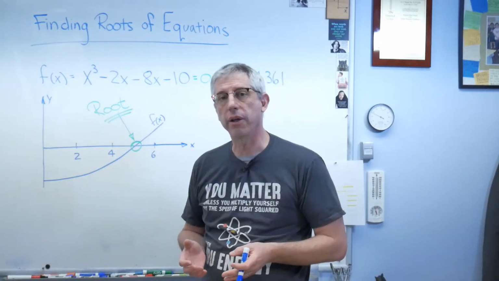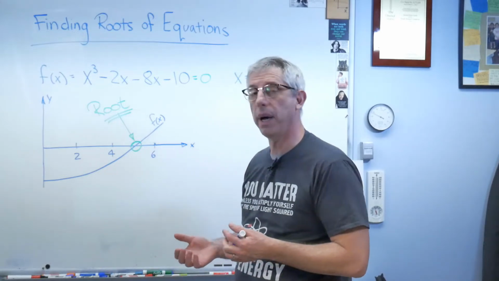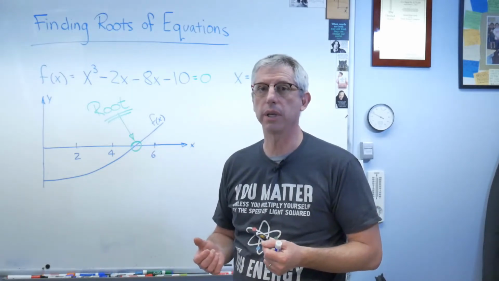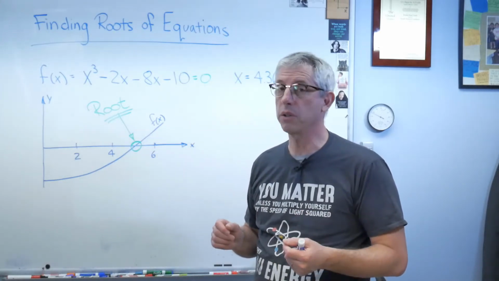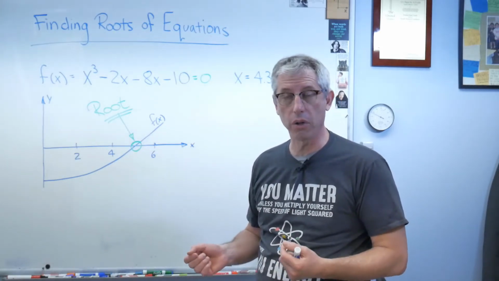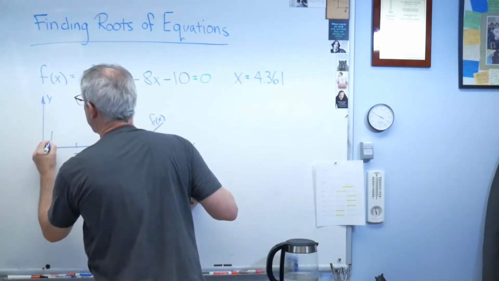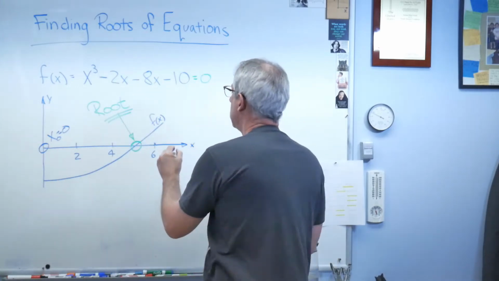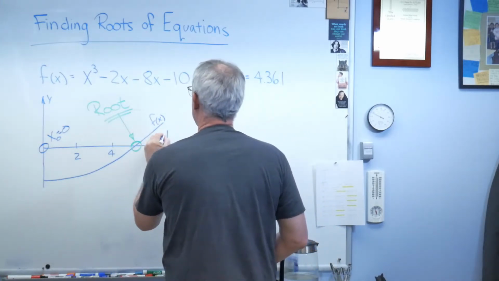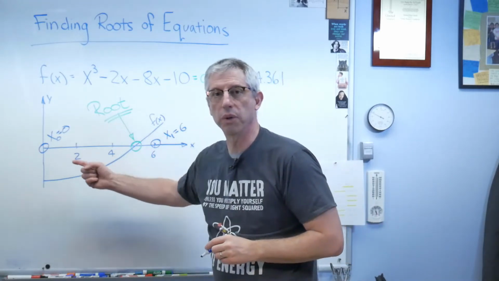Every root finding algorithm needs a starting point. Well, in binary search, you need two starting points. You need a lower and an upper. And what you're assuming is the root lies somewhere between your lower and your upper. So let's start with the lower one, and I'll call that x0 equals 0. And right here, I'll say x1 equals 6. I know that the root lies in there somewhere.